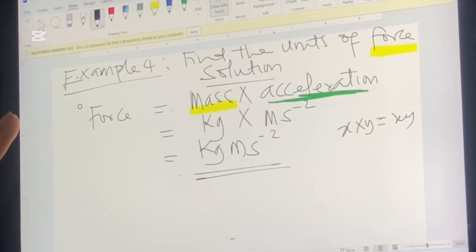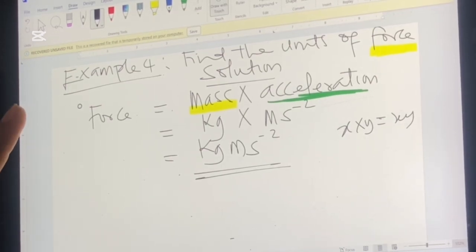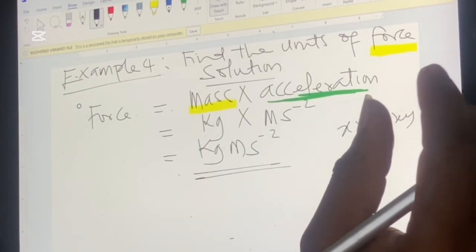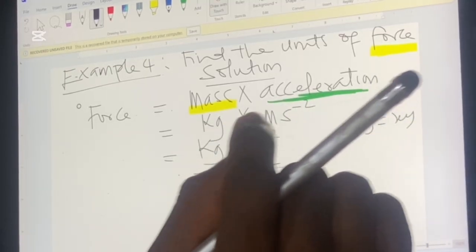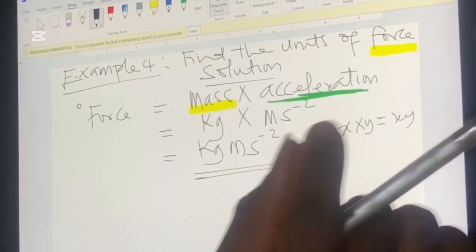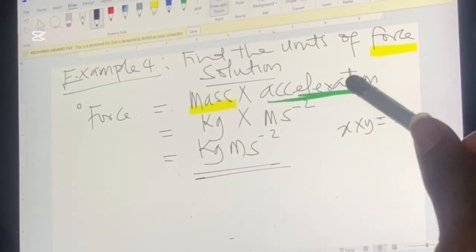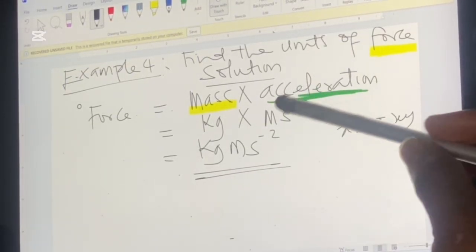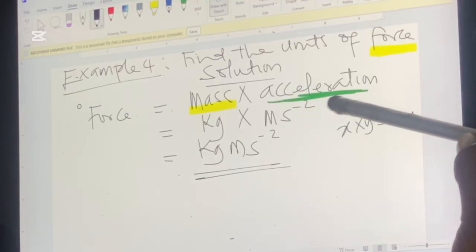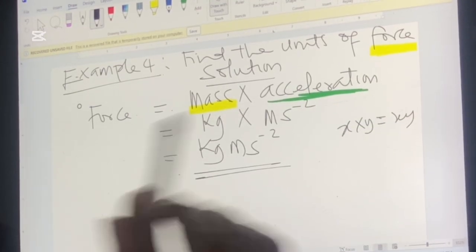So class, there's a shortcut I want to give us here, and you can only understand that shortcut if you know the unit of force. Remember, the unit of force is the combination of mass and acceleration. If you know the unit of force, you can easily express any unit at all. Now we all know that the unit of force is kg meter per second square.